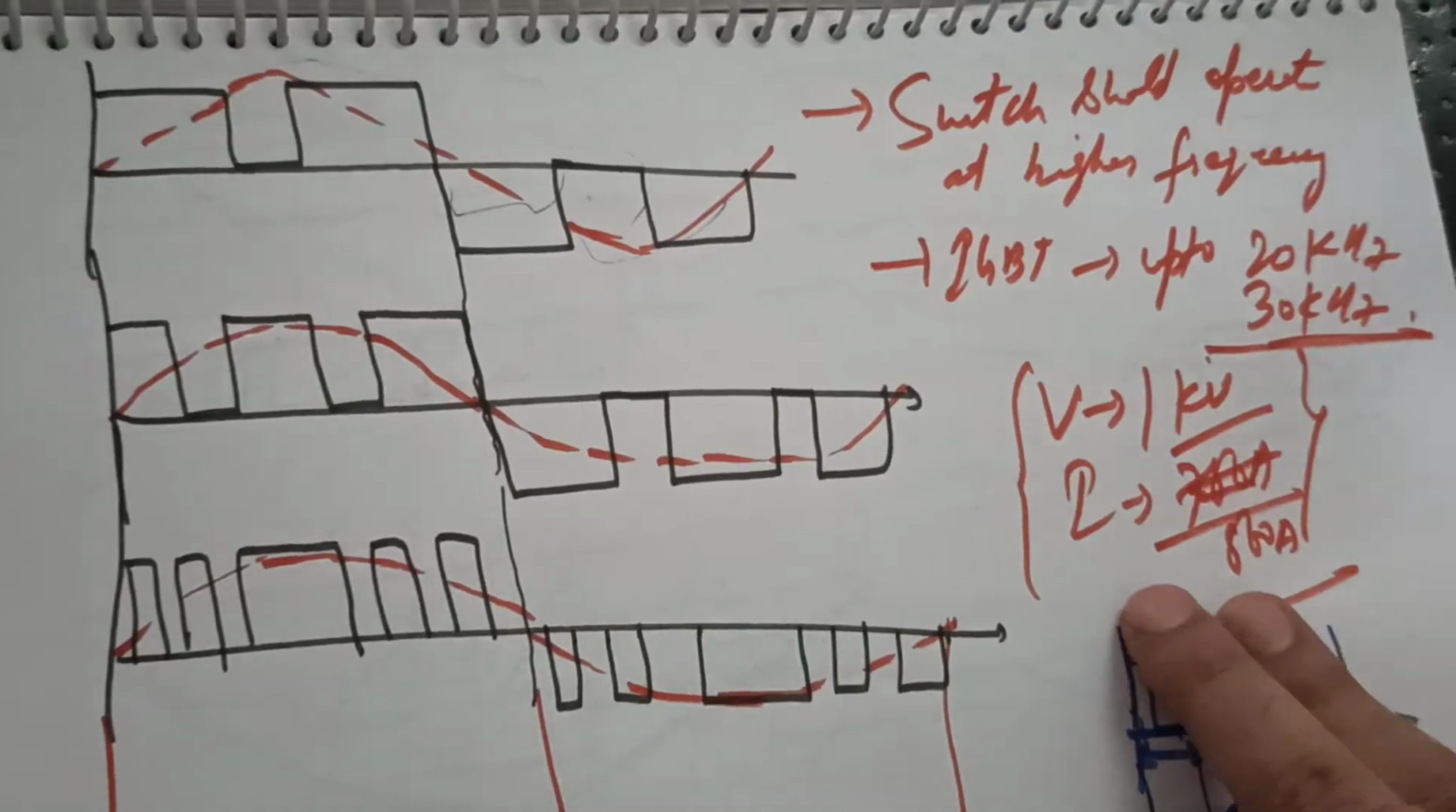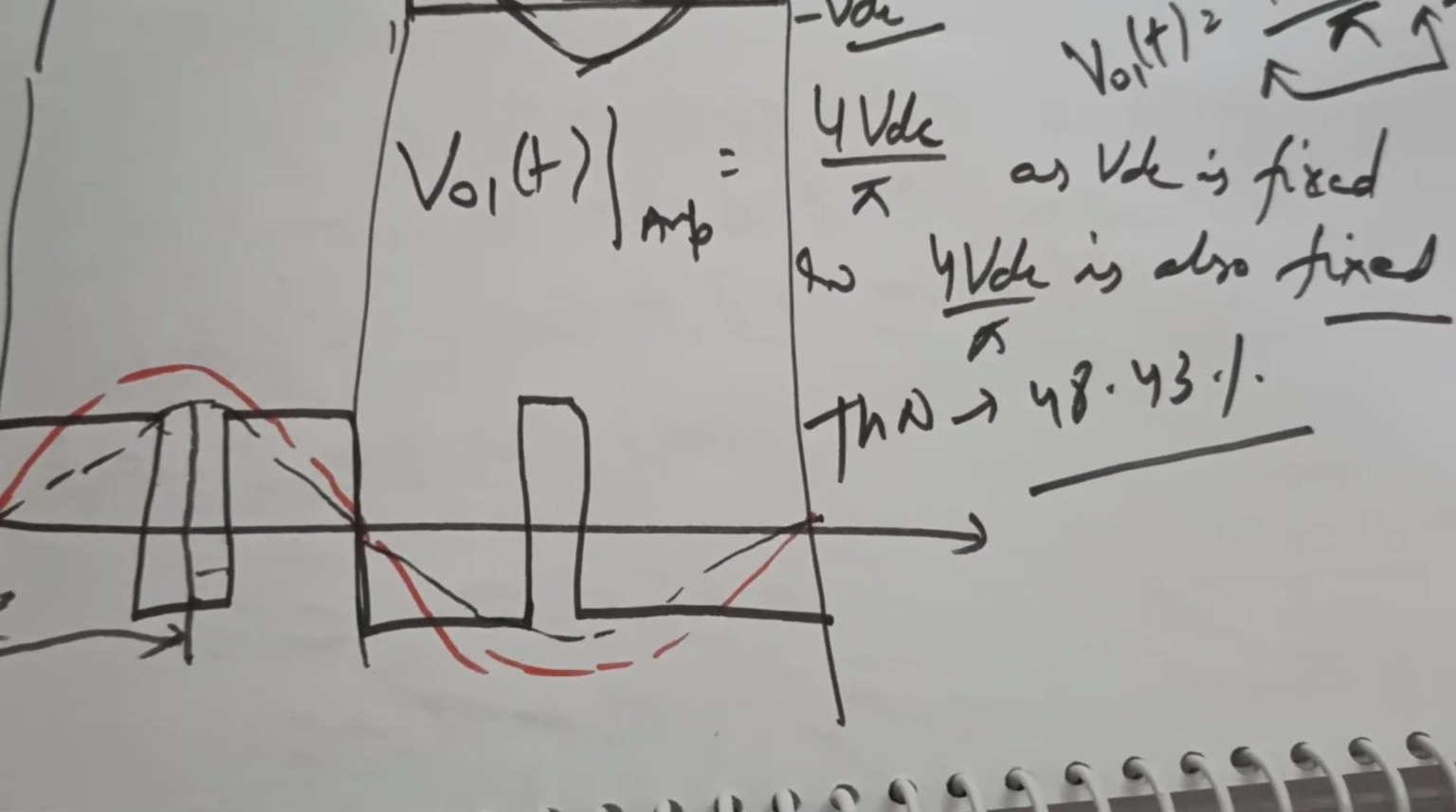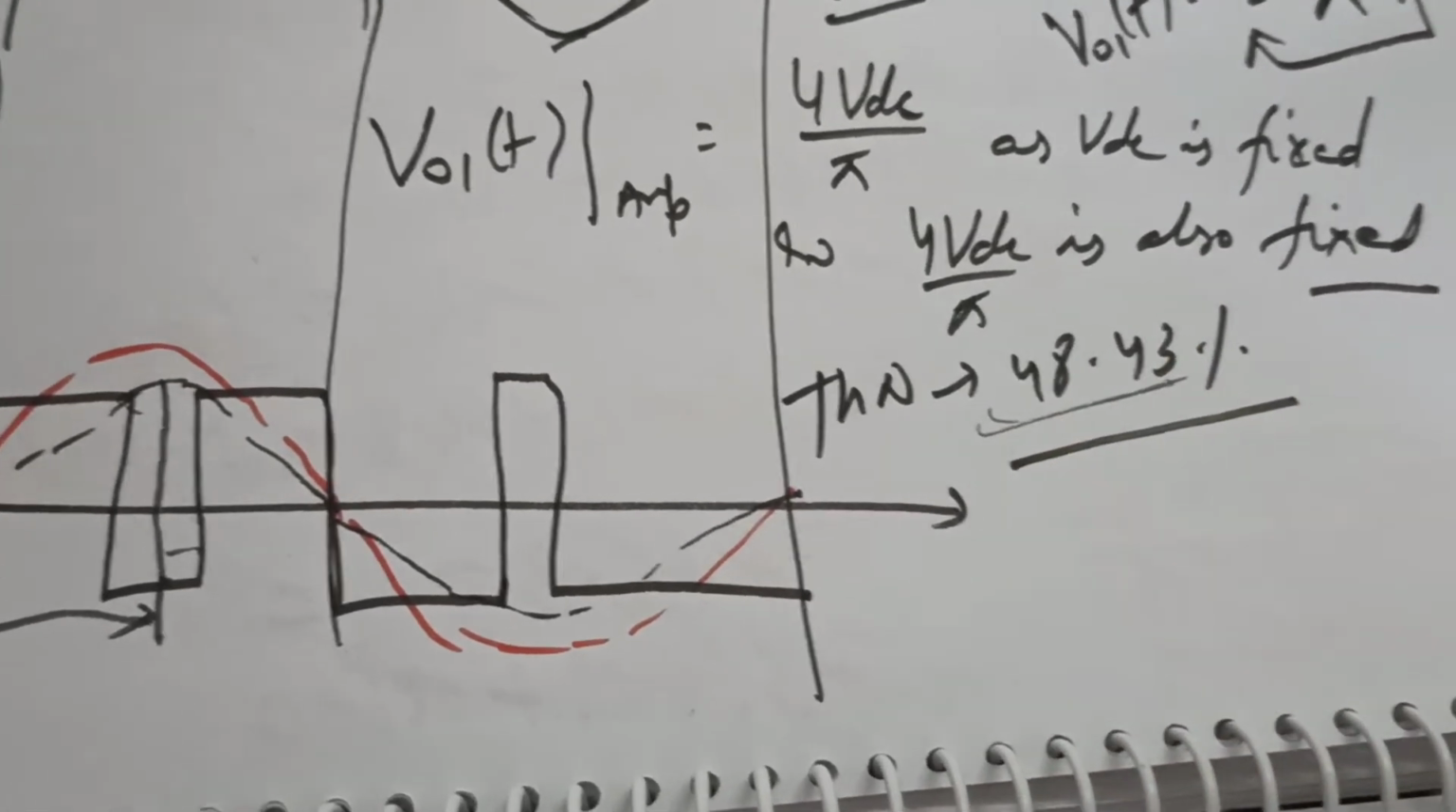The second problem with the square wave inverter is that the THD is 48.43 percent. It is very high.